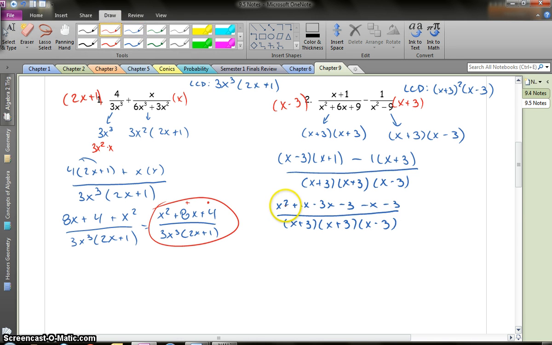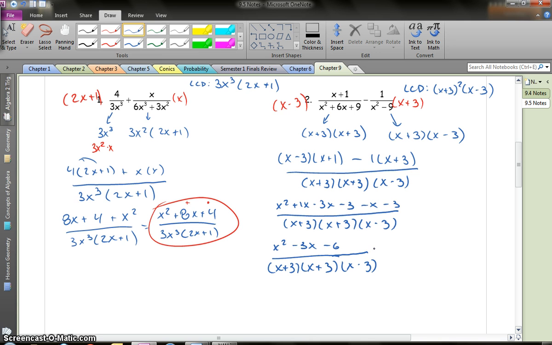Right, combine all your like terms. I have x squared, 1x minus 3x minus 1x gives me minus 3x. Negative 3 and negative 3 give me minus 6, all over x plus 3, x plus 3, x minus 3.